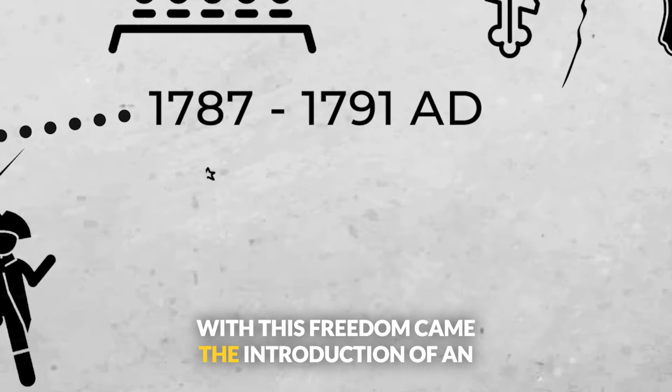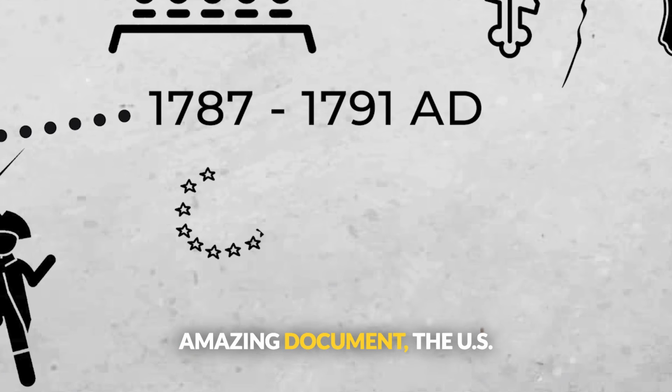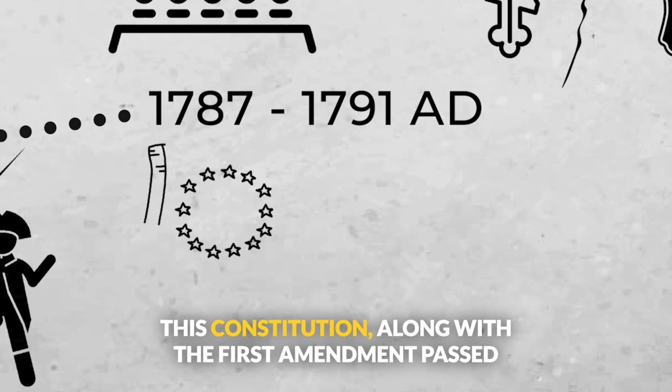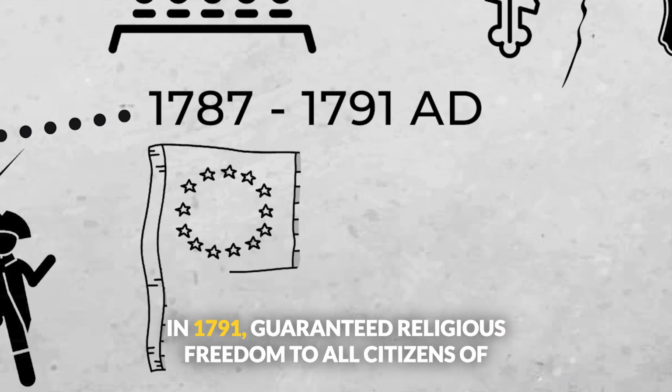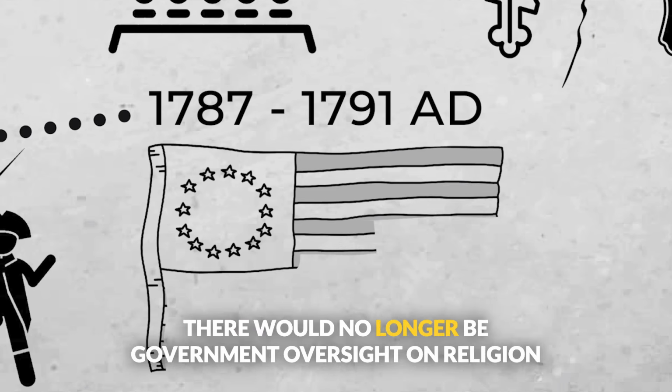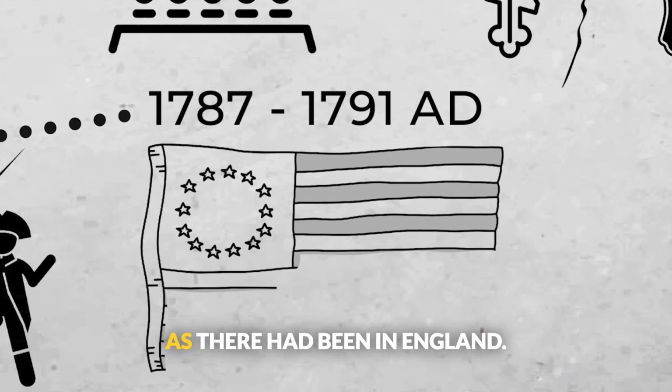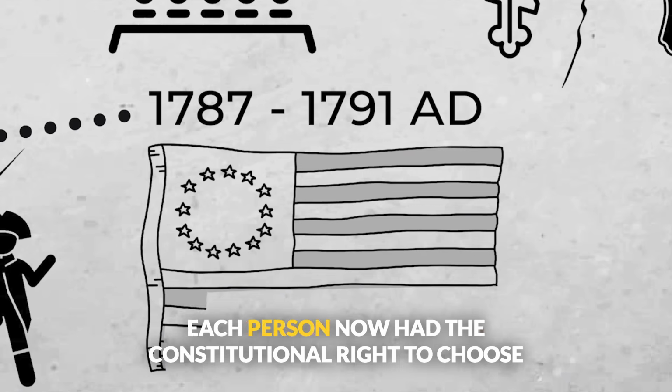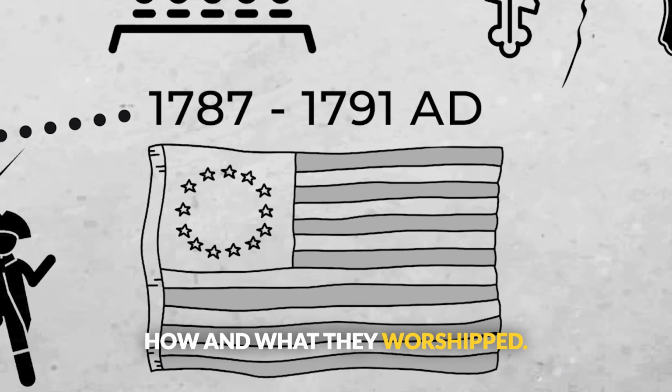With this freedom came the introduction of an amazing document, the U.S. Constitution. This Constitution, along with the First Amendment, passed in 1791, guaranteed religious freedom to all citizens of the United States of America. There would no longer be government oversight on religion as there had been in England. Each person now had the constitutional right to choose how and what they worshipped.